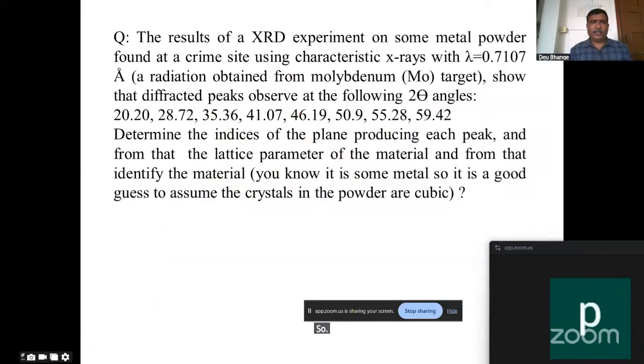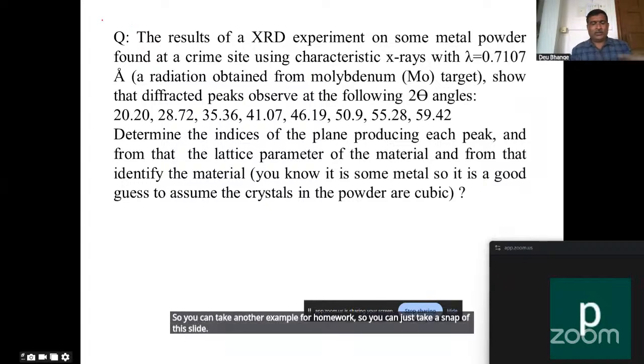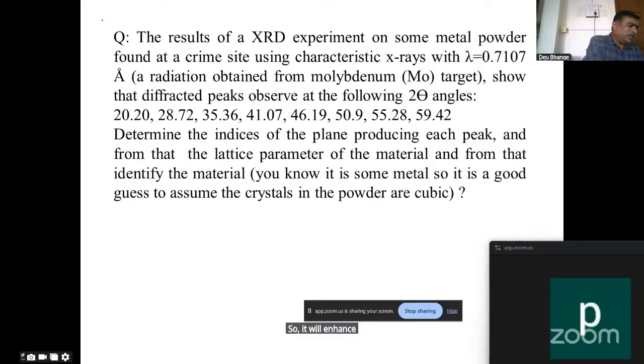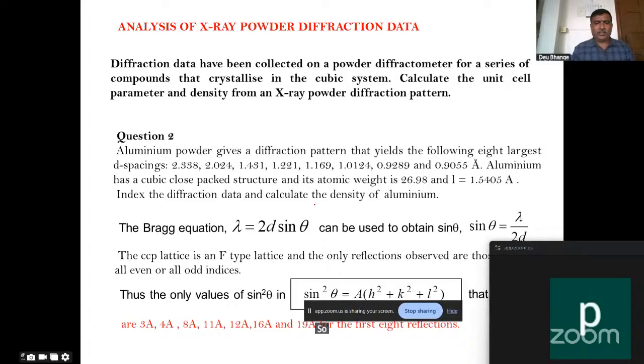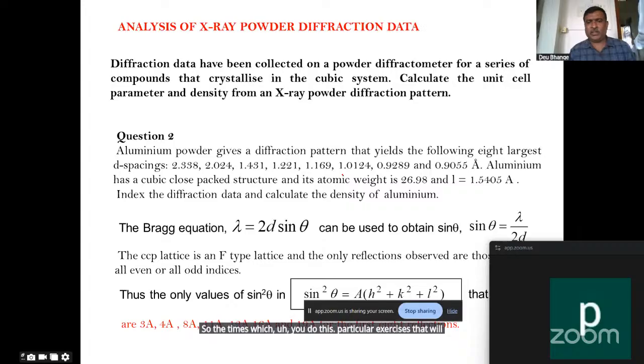So you can take another example for homework. So you can just take a snap of this slide. So it will enhance your confidence level. So you can also take the snap of this particular picture. So it has one more example in it. So the more times you do these exercises, that will enhance your confidence level.